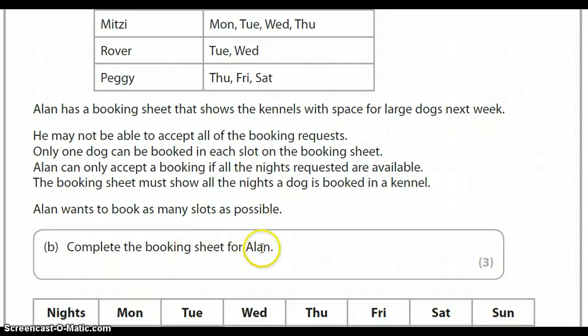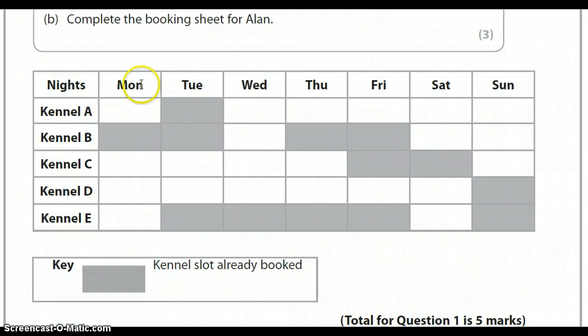Complete the booking sheet for Alan. Nights: Monday, Tuesday, Wednesday, Thursday, Friday, Saturday, Sunday. Kennel A, Kennel B, Kennel C, Kennel D, Kennel E. Key: kennel slot already booked.